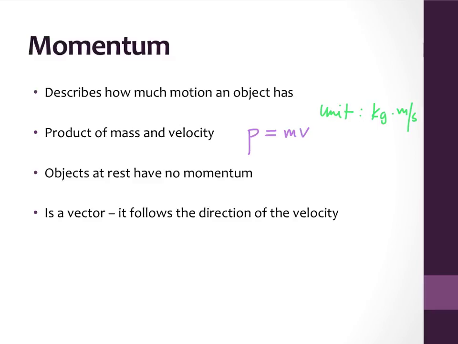Here are some other important notes. Objects at rest have no momentum. If they're at rest, that means velocity is 0, and when you multiply by 0, you get 0 momentum. And momentum is a vector, so let's add that little arrow right there at the top. That indicates it's a vector, and this follows the direction of the velocity. So wherever the object moves, the direction of velocity, that is where the momentum is going as well.